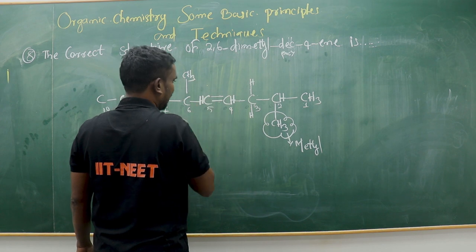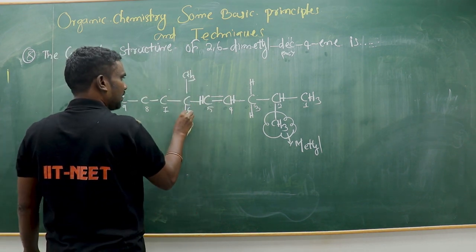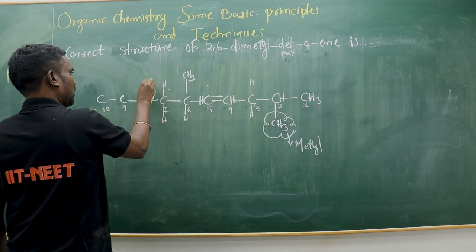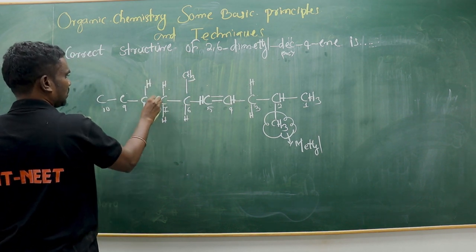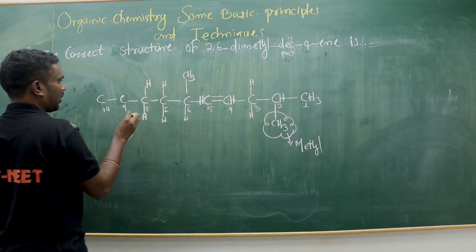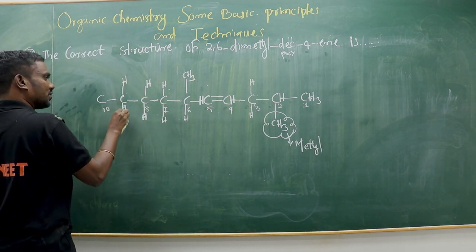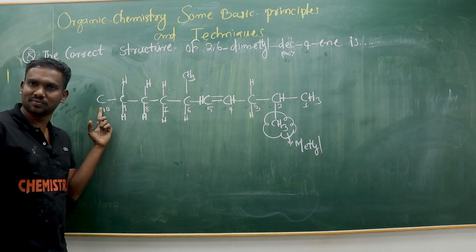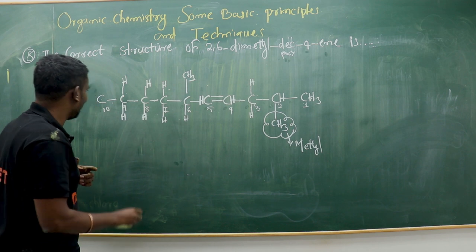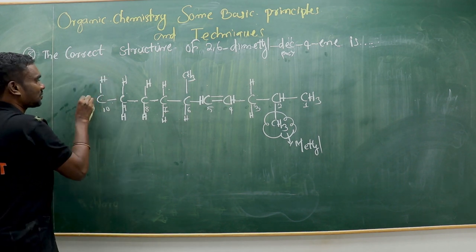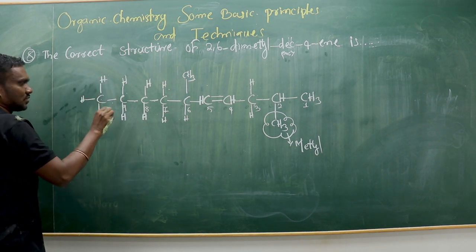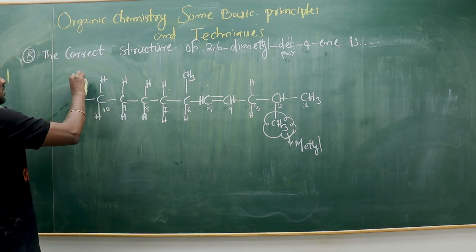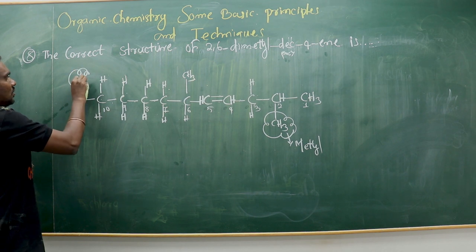Here, add 1 hydrogen. Right here, add 1 hydrogen. Here, 2 hydrogens. Here, 2 hydrogens. Here also 2 hydrogens. Why? Because here 2 bonds are already finished, so 2 hydrogens are required. Here, how many bonds are required? 3 bonds, so 3 hydrogens are required. This is our structure.